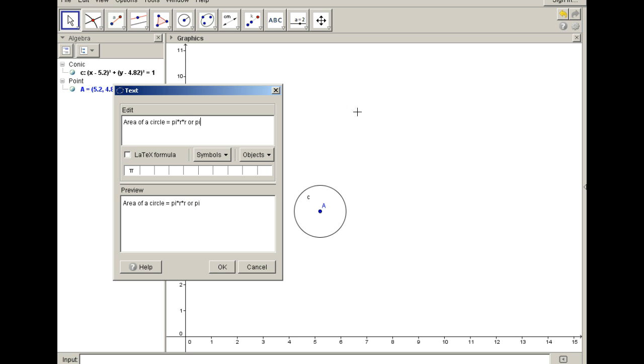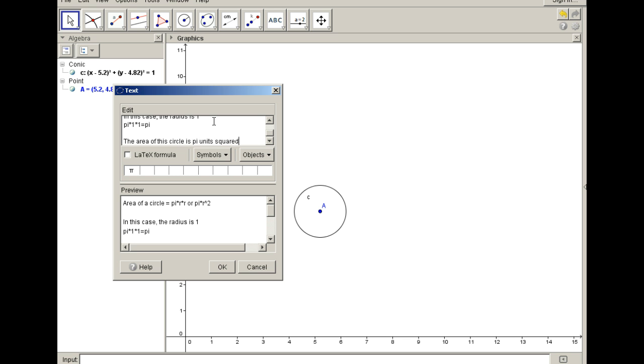times r squared, right? So there we go, pi r squared. Okay, so in this case, the radius is 1. So that's pretty simple. We would go pi times r, which is 1, times 1. Okay, and that's just all going to be equal to pi. So we would say the area of this circle is pi units squared.